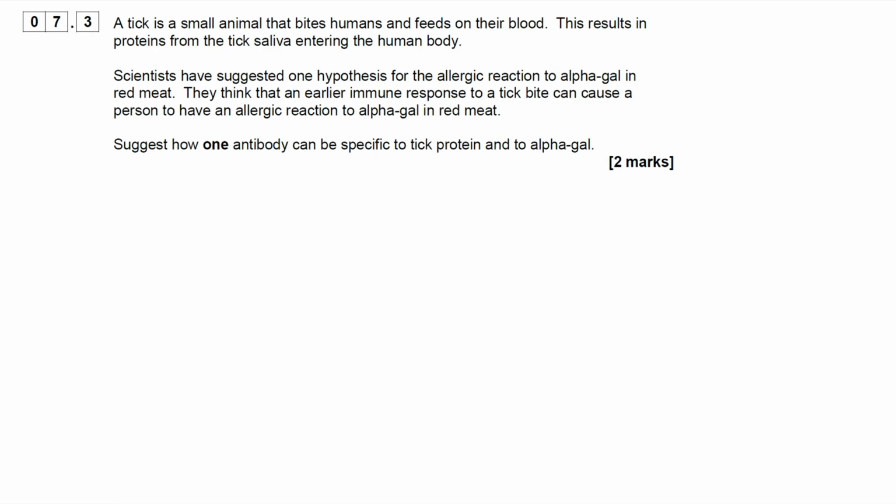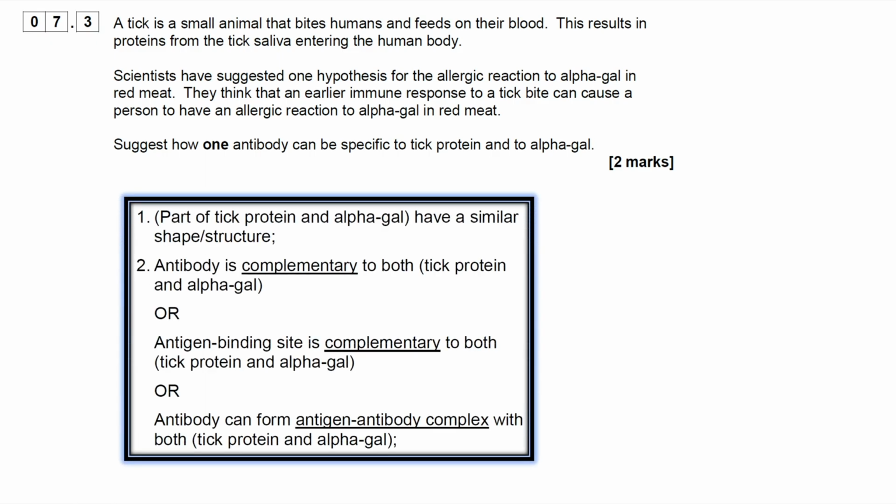So basically, alpha-gal and the protein in the tick saliva have very similar structure. Therefore, the antibody is complementary to both these antigens. So your answer should include these points. Number 1. Part of the tick protein and alpha-gal have similar structure or shape. Number 2. The antibody is complementary to both tick protein and alpha-gal. Or you can say the antigen binding site is complementary to both tick protein and alpha-gal. Or you can say the antibody can form antigen-antibody complexes with both tick protein and alpha-gal.